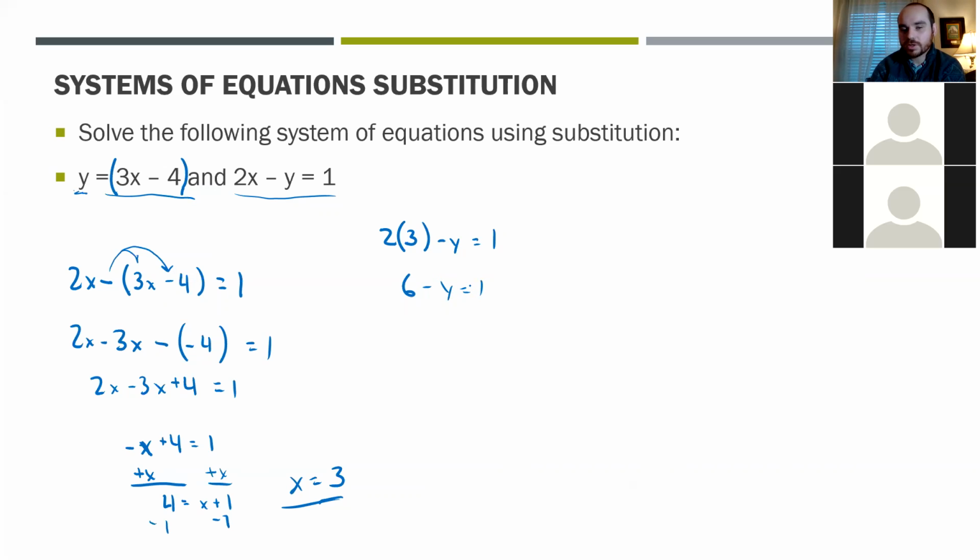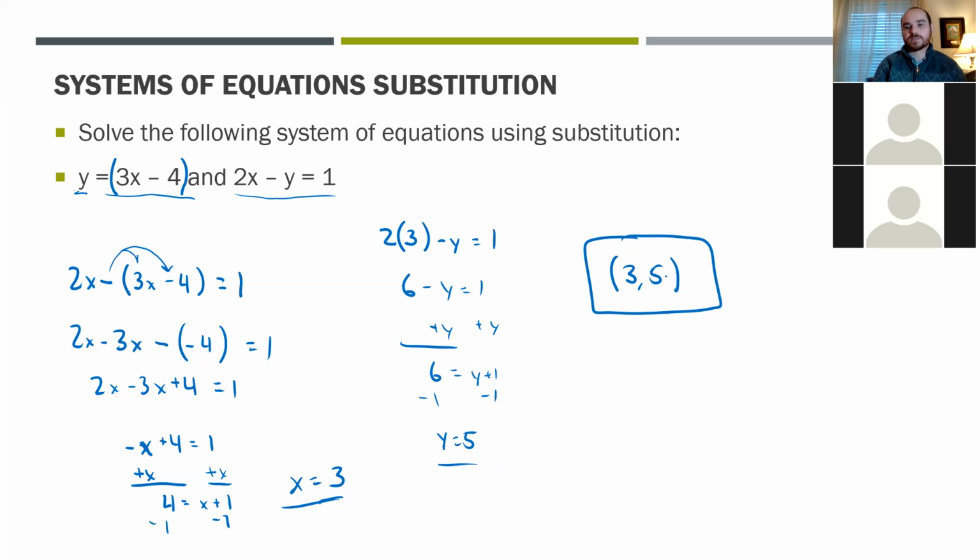You can either do some basic arithmetic here, figure out that you have to subtract 5 from 6 to get 1. Or we can add y to both sides, solve it a little bit more formally. That'll give us 6 equals y plus 1, and we subtract 1 from both sides, and we get y equals 5. So now that we have our x and our y, we just write this as a point, and then we are done. And remember, points are always written x first and then y second.